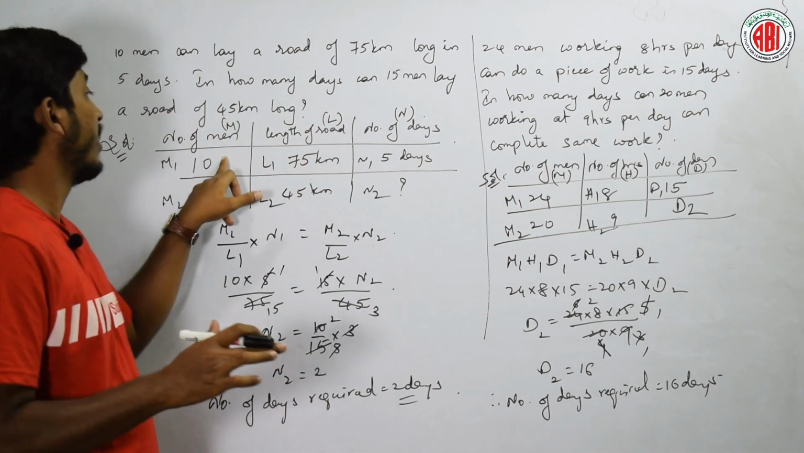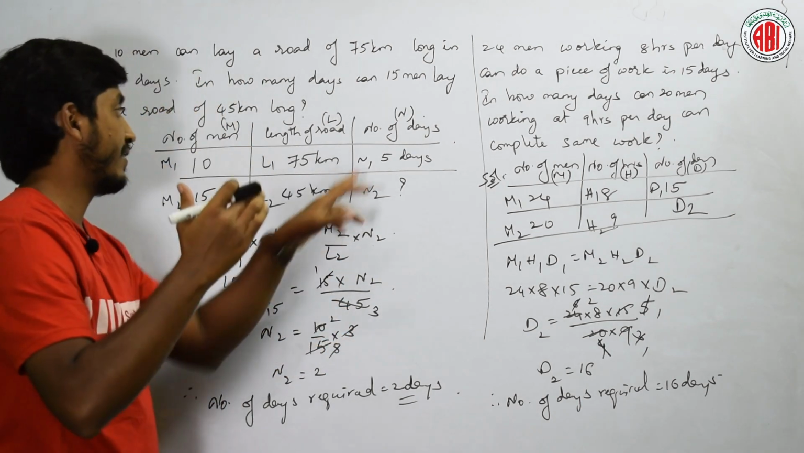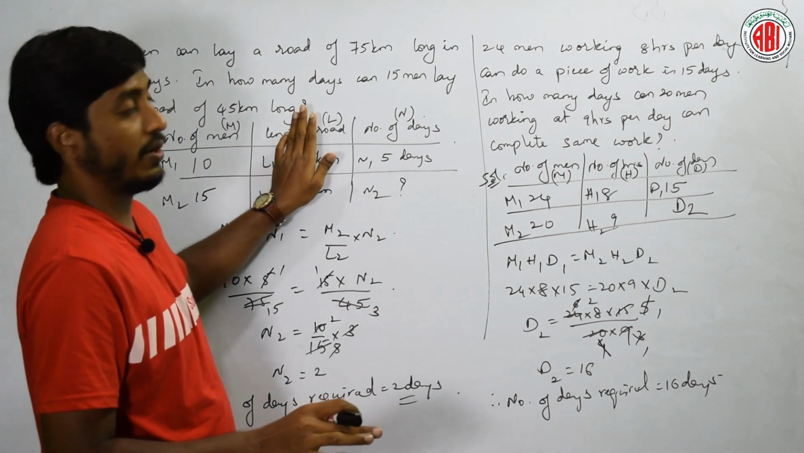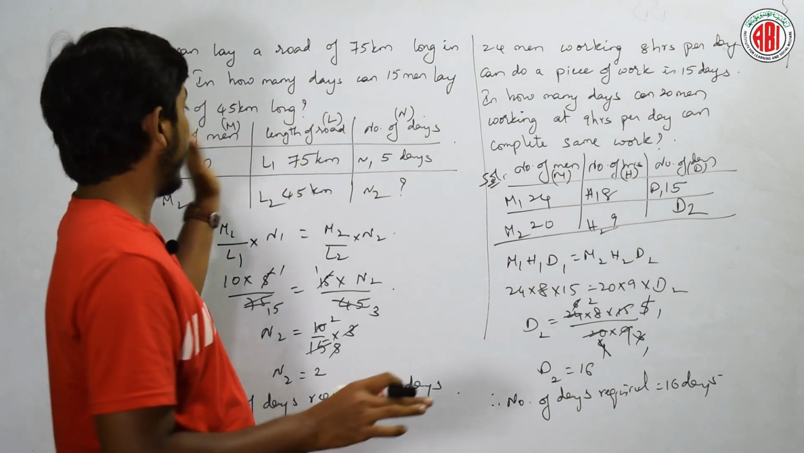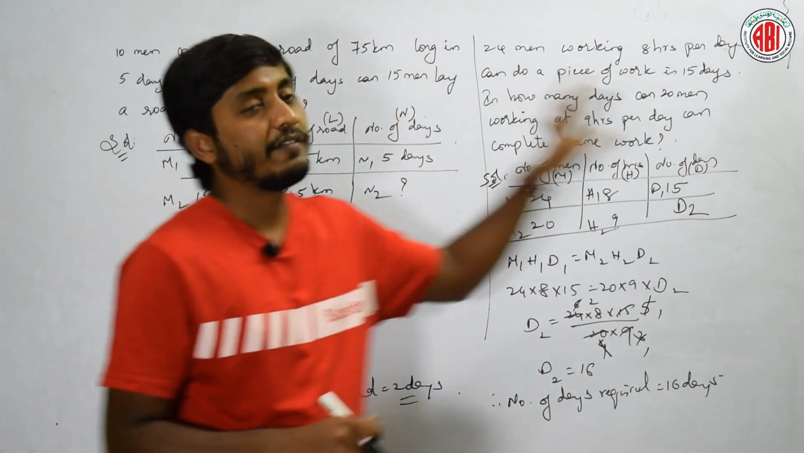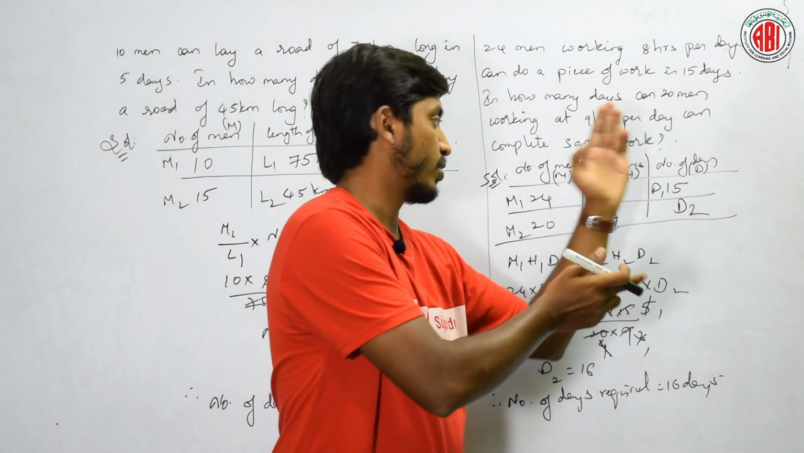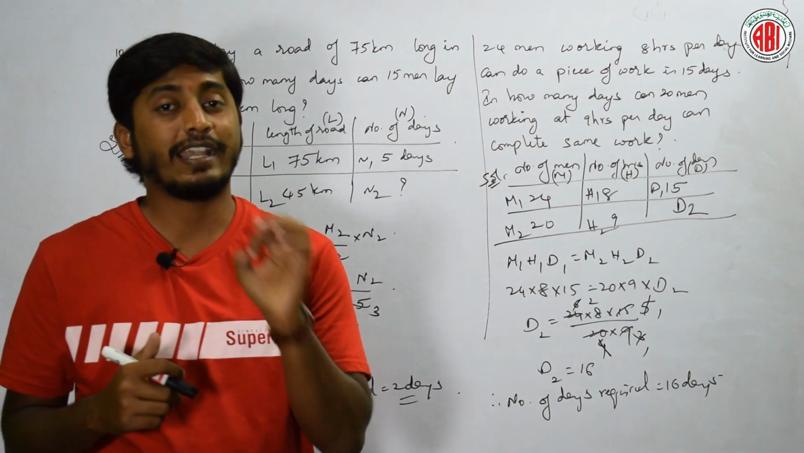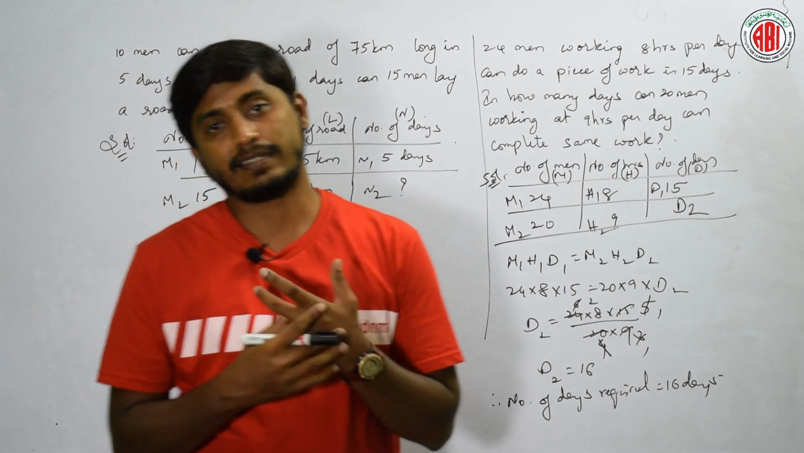Okay? If you observe here, if the number of men increases, the length of the road also increases and the number of days decreases. Okay? If you want this to be constant, those two will be directly proportional and these two will be inversely proportional. Okay? Fix one parameter, vary the other two. For example, if this is fixed, vary those two, inversely proportional. Clear? You have to identify the relationship whether it is direct or inverse.